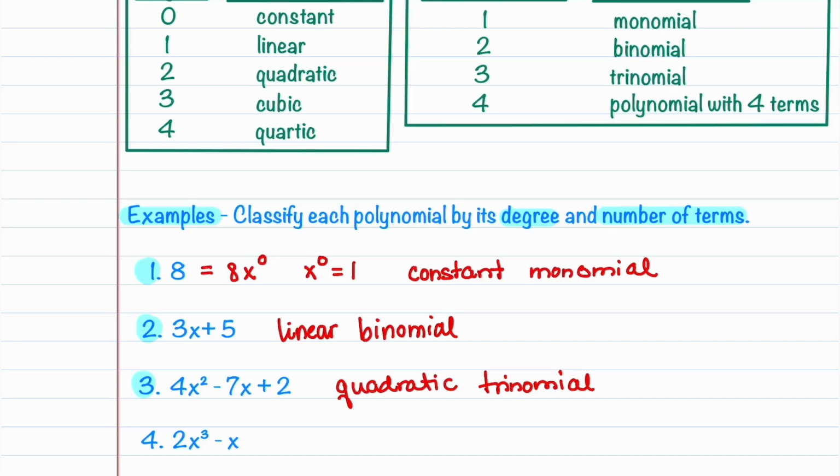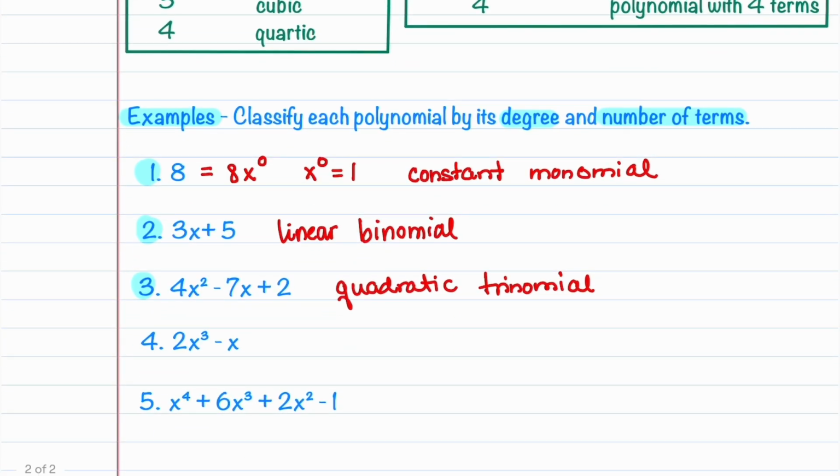You may want to pause the video and see if you can do these next two on your own. Example 4 has two terms, so it's a binomial. The highest power of x is 3, so it is a cubic. So we call this a cubic binomial.